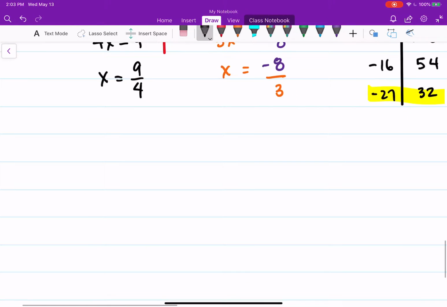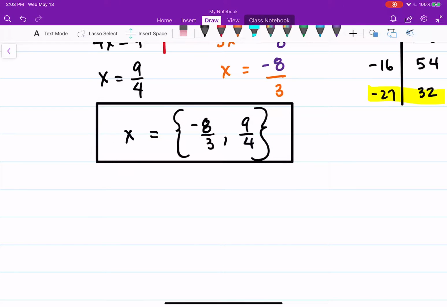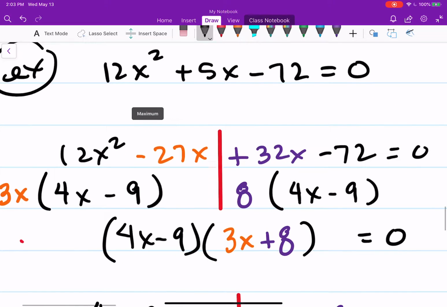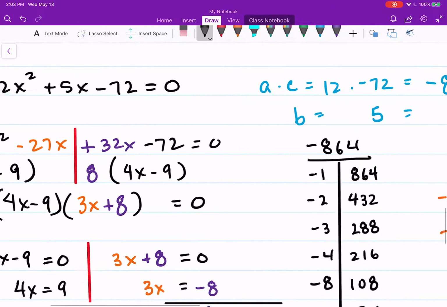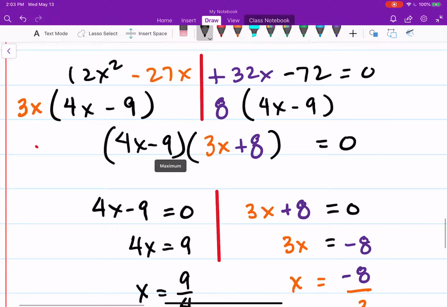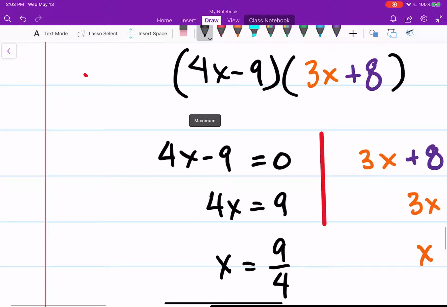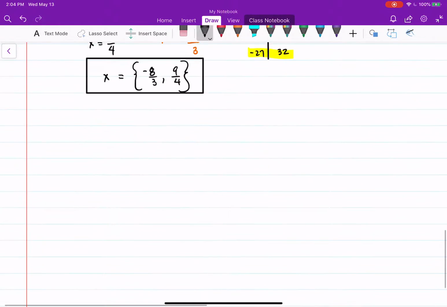So typically I would write it in set notation because I'm giving a set of answers here. Open squiggly, -8 over 3, comma, 9 over 4, and close squiggly. So that would be my answer. Okay? So, again, GCF, well, standard form, which it already is, awesome. So x squared, then x, then the number by itself, right? GCF, no GCF, then the AC method, split the middle term, and then factor by grouping, get my factors, which is the 4x minus 9 and the 3x plus 8, set each of them equal to 0 and solve. Okay? Let's try another one.